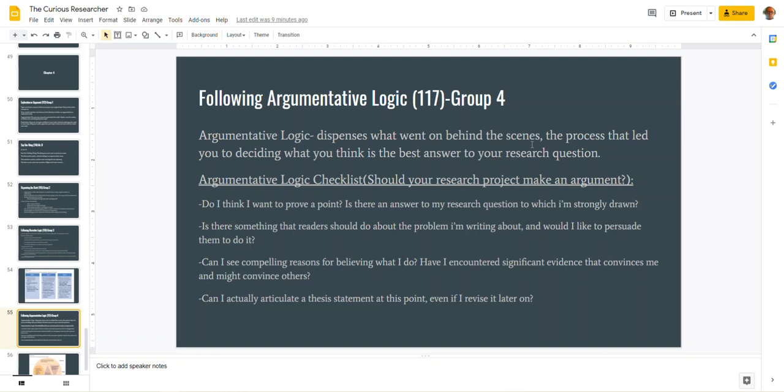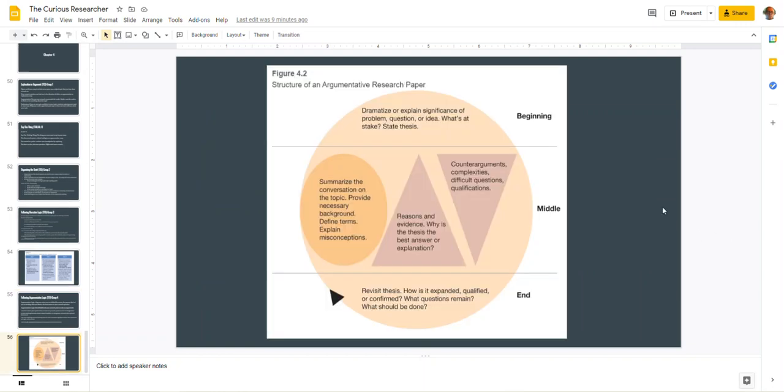Problem solution, you want people to take action. What are the compelling reasons? And if I encounter significant evidence that convinces me, I might convince others, all right? So you want to articulate a thesis statement.